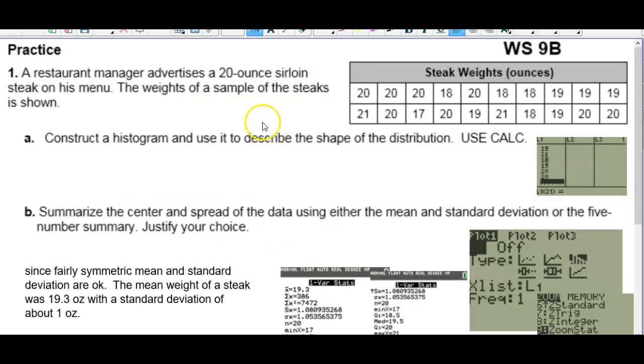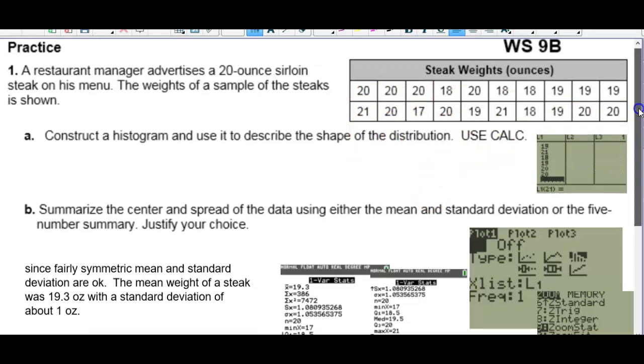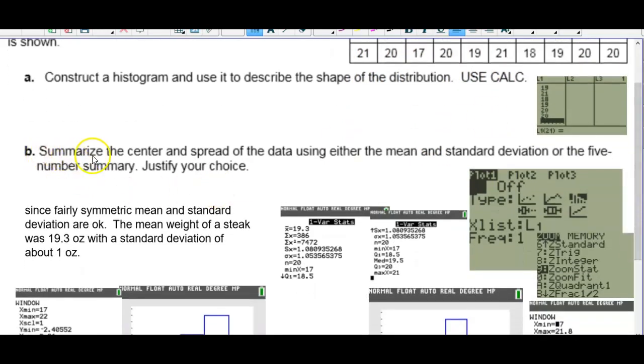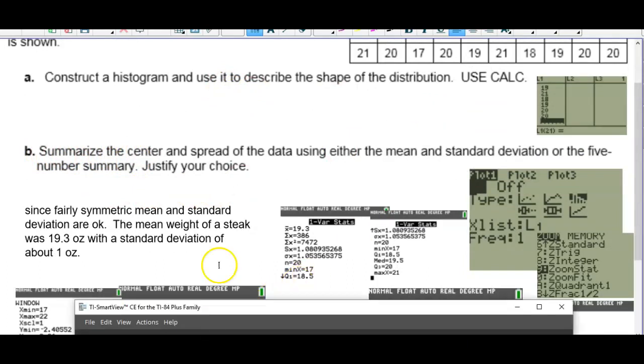All right. So some restaurant advertises that they have a 20-pound sirloin steak on the menu. The weight of the samples of the steaks is shown. So I typed all these in, and you can certainly pause the video and do that. It would be good practice. So stat, enter, put all these in list 1. Then it says summarize, construct a histogram. Okay, so I have mine in list 1.